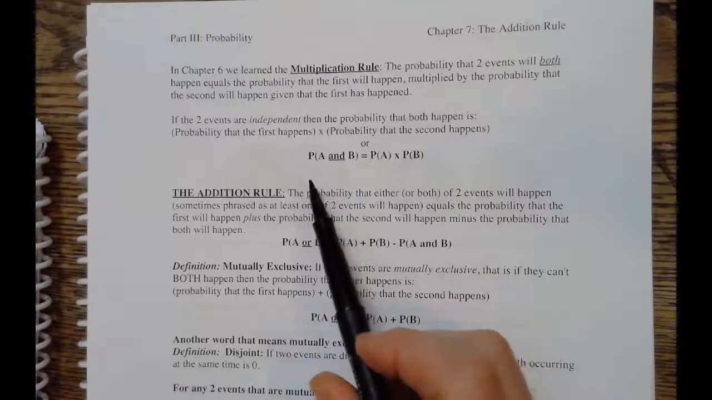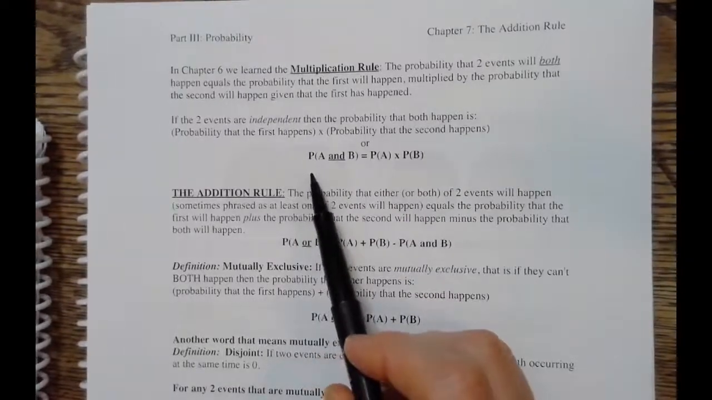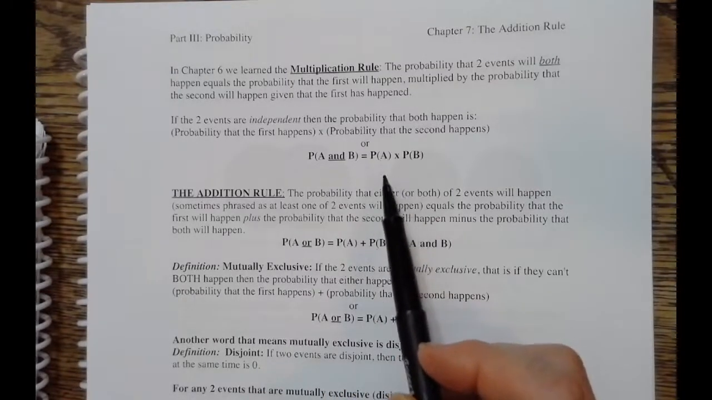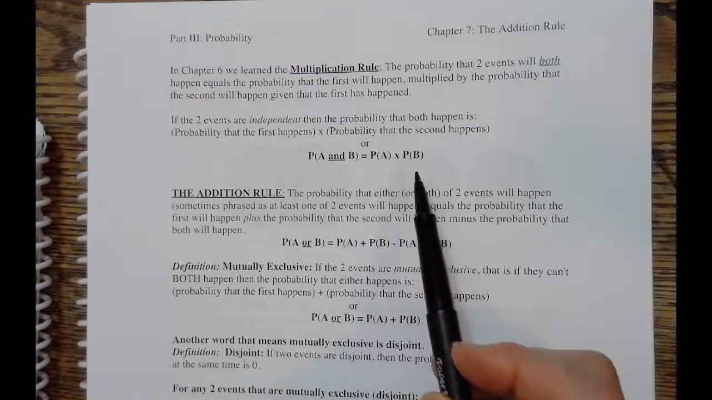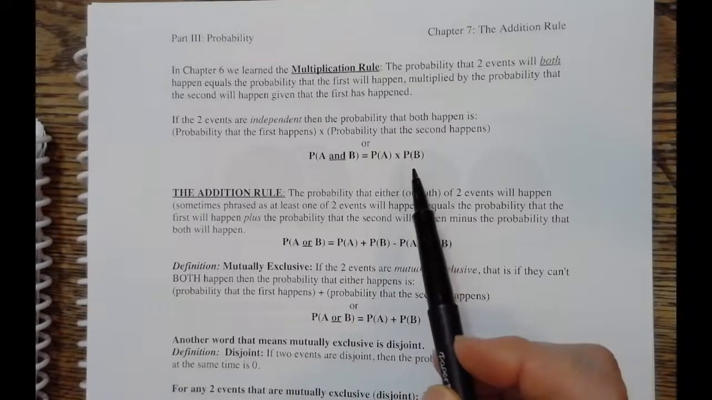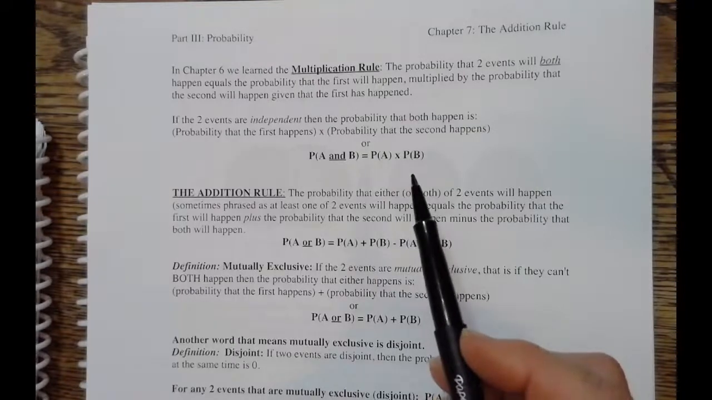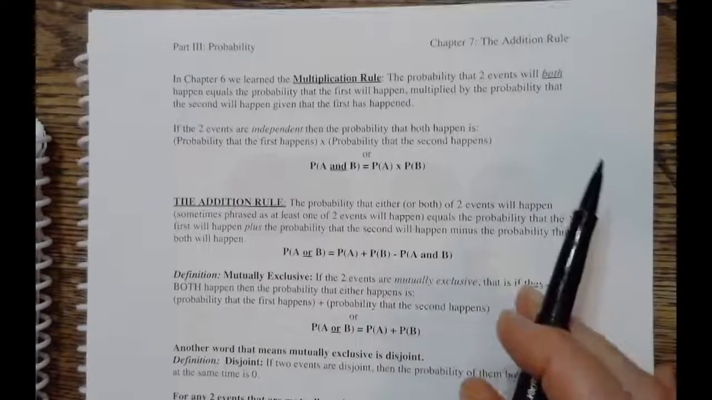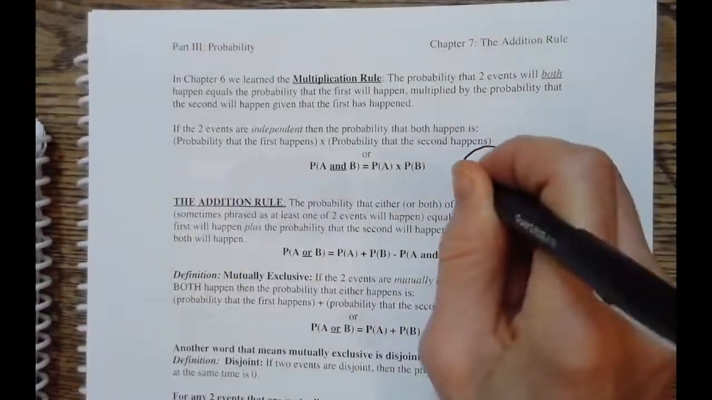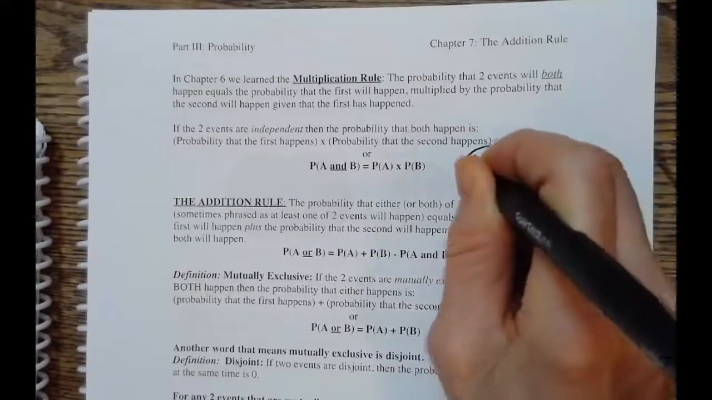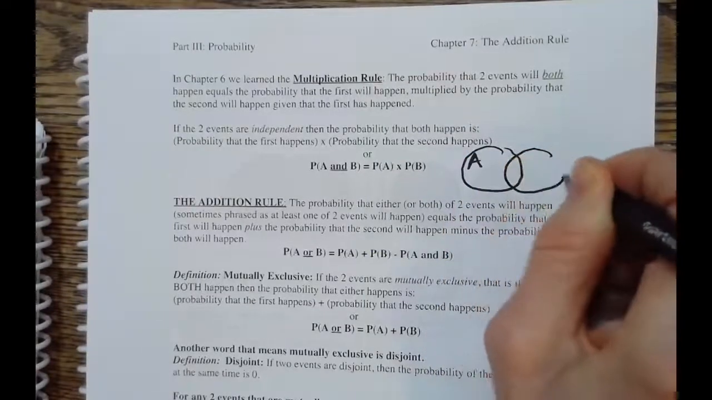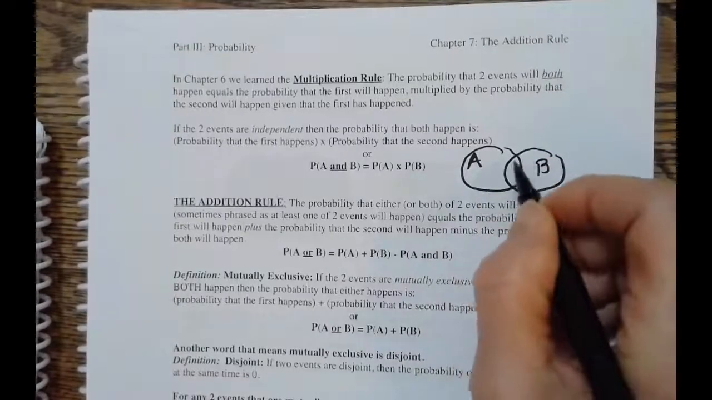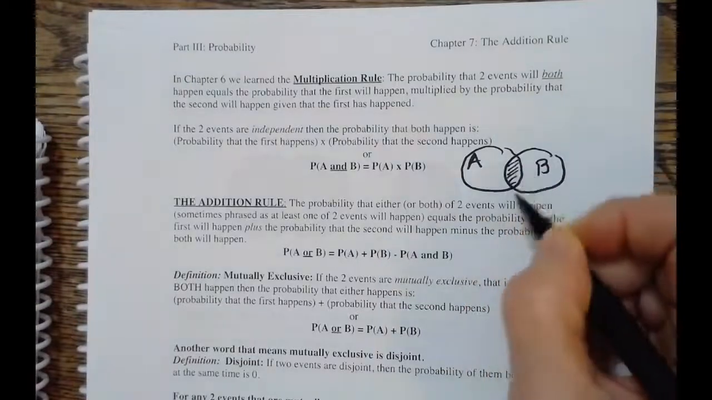So let's remember the multiplication rule says the probability that 2 events will both occur is the probability of the first one occurring times the probability of the second one occurring given the first one has occurred. If they're independent, it just looks like this. So we're multiplying probabilities, and the picture is, you have one event A and the other event B, and the probability that they're both going to occur, we're multiplying. It's a smaller probability here.